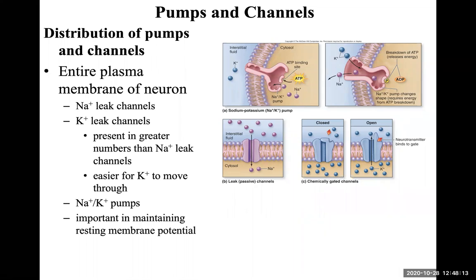Also found along the length of the neuron, we're going to find sodium and potassium pumps. These pumps are pumping 3 sodium out into the extracellular space for every 2 potassium they pump in to the internal portion of the neuron. And in doing so, they establish that chemical concentration gradient by which we have much more sodium on the outside of the cell than we do on the inside, and much more potassium on the inside of the cell than we do on the outside.